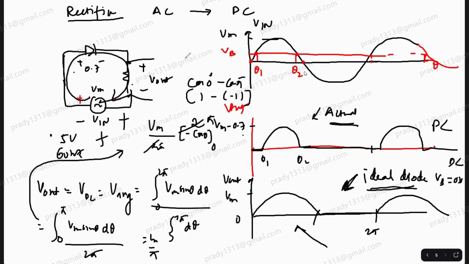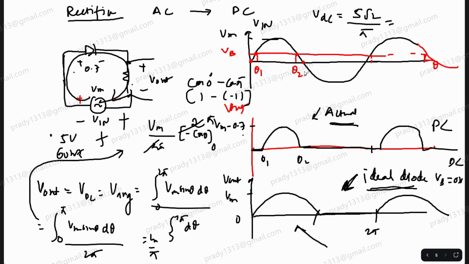I am taking an ideal diode and asking you a question. What will be the DC voltage output here? 2.2 volt he is saying. Is it 2.2 volt? Vm upon pi. What is Vm? 5 into root 2, divided by pi. How much are you getting? You calculate. Okay, clear?